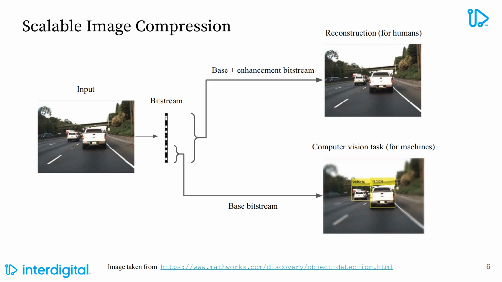In scalable image compression, the bit stream derived from an input image is partitioned into various parts. The base bit stream is a small part of this bit stream that we use for the computer vision task. The enhancement bit stream is a larger portion that provides additional information that may be used for a more information-heavy task, such as image reconstruction for humans.